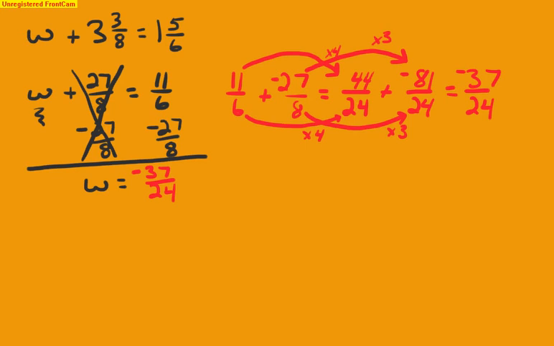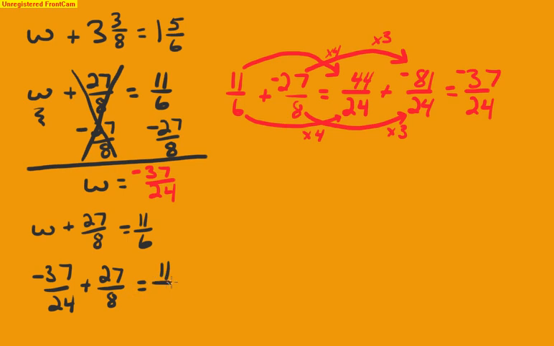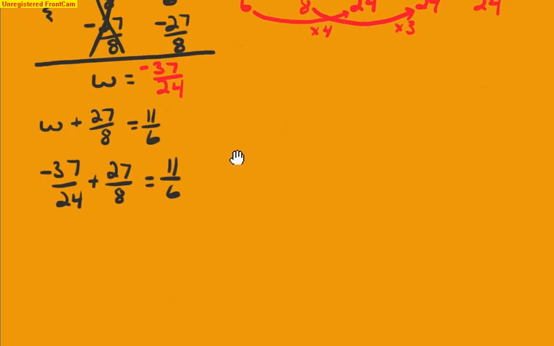Okay, so let's go back to black because we're going to go back to our equation over here. And the next thing we have to do is rewrite our equation. So we were working with w plus 27 over 8, because we changed it, equals 11 over 6. Alright, so we're going to plug in our negative 37 over 24 where w is. So we go down to the bottom and we put negative 37 over 24 plus 27 over 8, and that's going to equal 11 over 6. Okay, so that's the proof or the verification. So let's move it up so we can keep working with that.